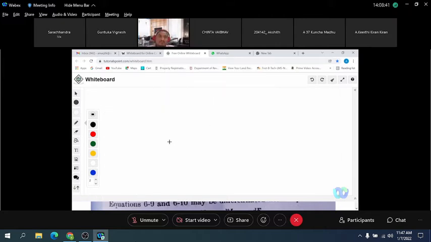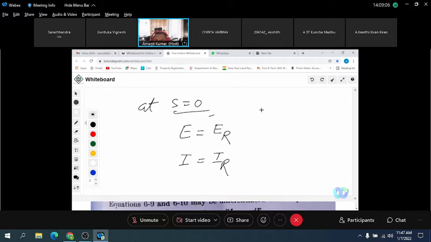So at S is equal to 0, voltage will be equal to the voltage at the receiving end, and current will be equal to the current at the receiving end, IR. Now, put S is equal to 0, what will be the voltage and current? E will be equal to A plus B. I will be equal to C plus D. Am I correct or not?